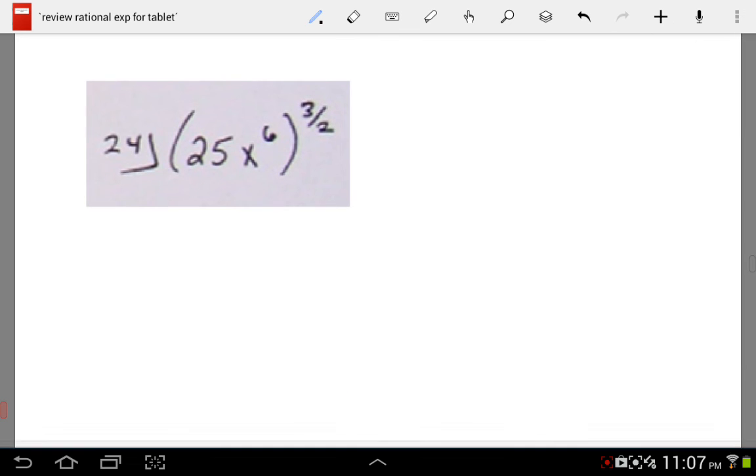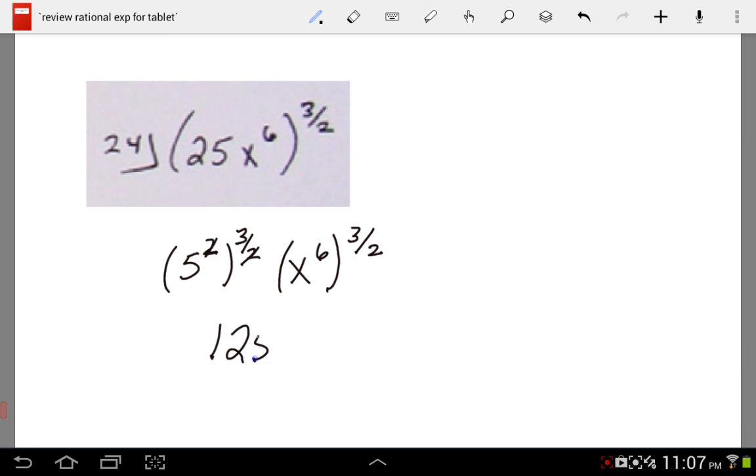Okay, number 24. Okay, we're going to raise both of those to the 3/2 power. Now we're going to write 25 as 5 squared. That way, when I do that power to that power and I multiply those powers, those 2's are going to cancel out. So those 2's will cancel. That gives me 5 to the 3rd power, which is 125. And then here 2 can go into 6 3 times, and 3 times 3 there would be 9.